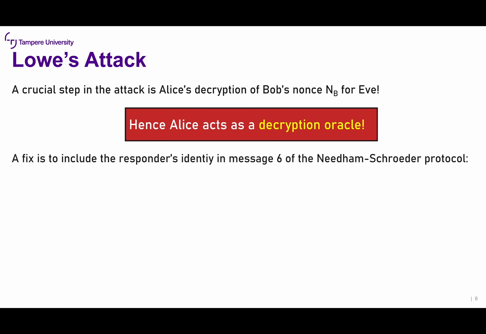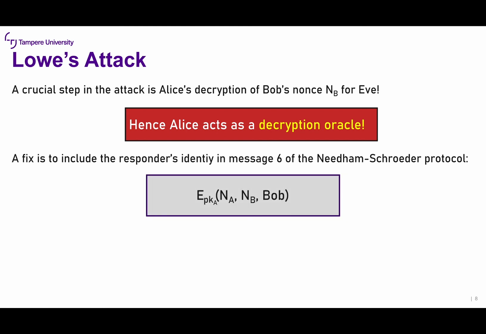Now a fix is to include the responder's identity in message 6 of the Needham-Schroeder protocol, right? Imagine that if that message contained Bob's identity, or anyway an identity, it would have been impossible for Eve to launch the attack. So on message 6 of the Needham-Schroeder protocol, we should add the identity of the sender, right? Now, this means that the message that contained the two nonces, NA and NB, would also have to contain Bob, the identity of the principal who generated NB.